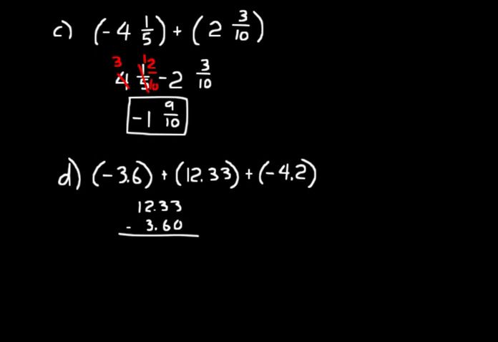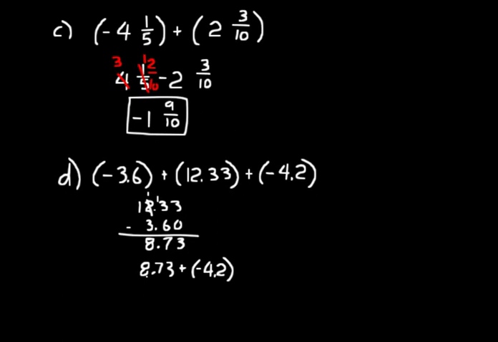Now let's do the subtraction. 3 minus 0 is 3. Can't do 3 minus 6, so we borrow. We end up with 13 minus 6 is 7. Can't do 1 minus 3, but we can do 11 minus 3 is 8. And so we have 8.73. And let's just rewrite that down here. 8.73 plus a negative 4.2.